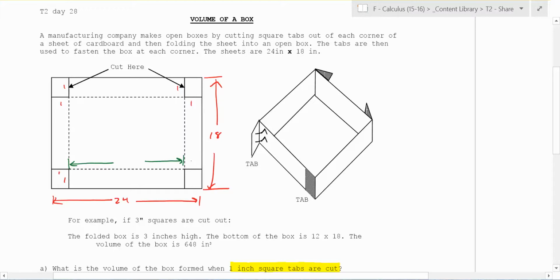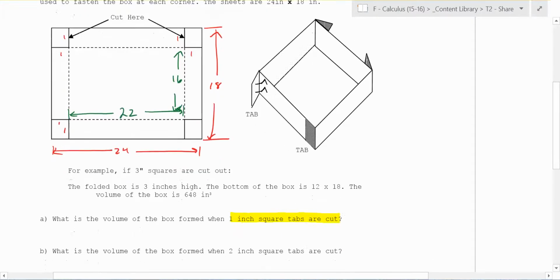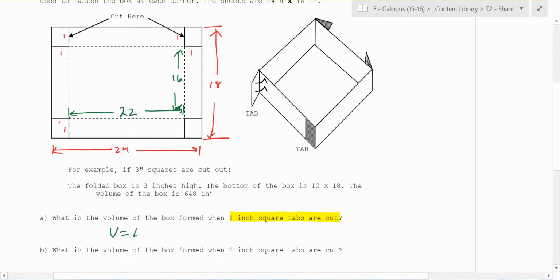24 minus 2. So what's it going to be? 22. And what's this distance going to be right here? Why is it going to be 16? Yeah, exactly. What's the equation for the volume of a box? Length times what? Times what? So in this case, what's the length going to be?